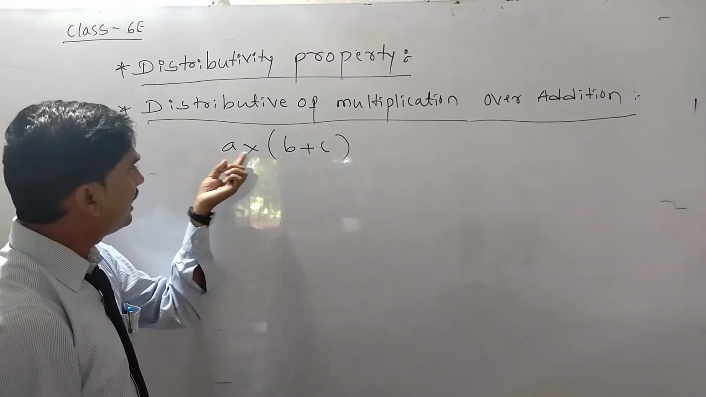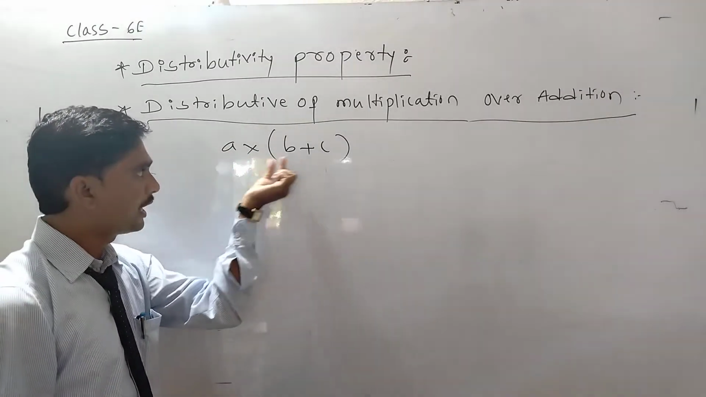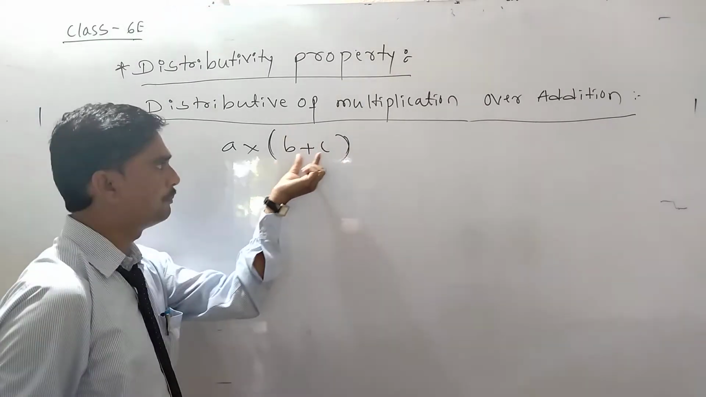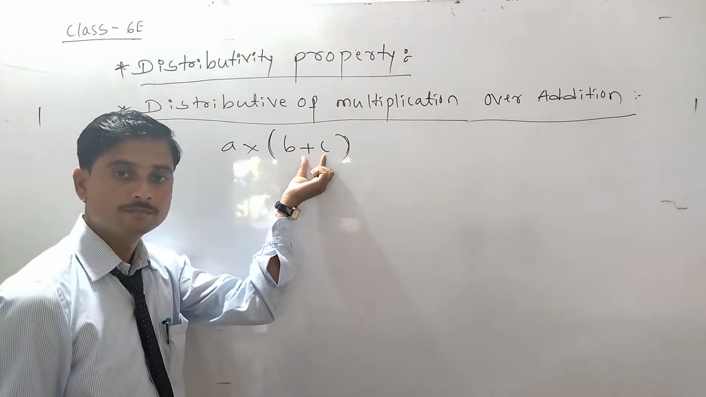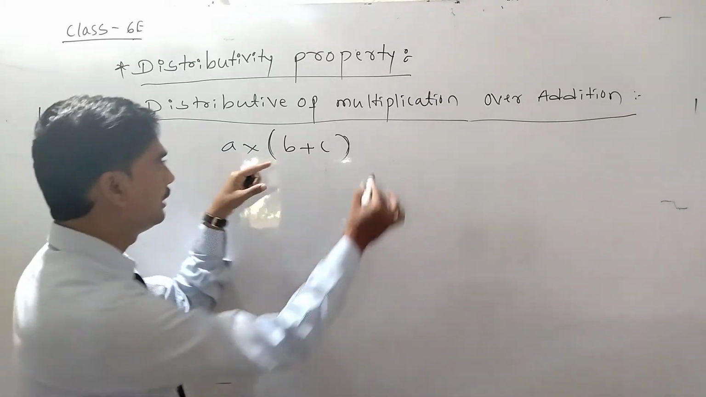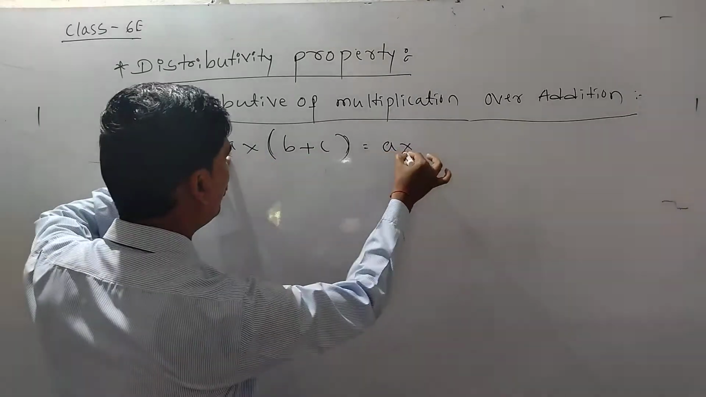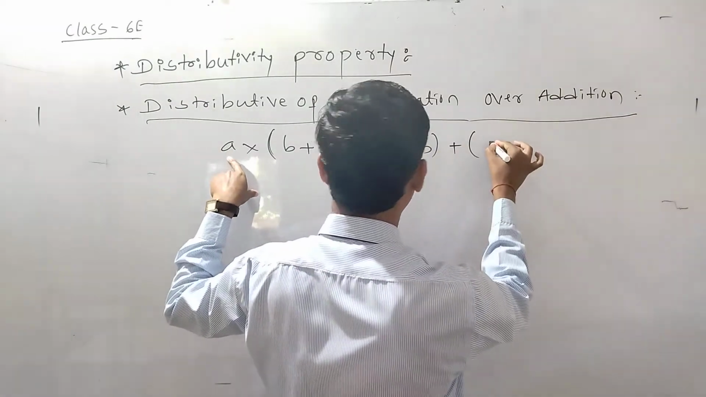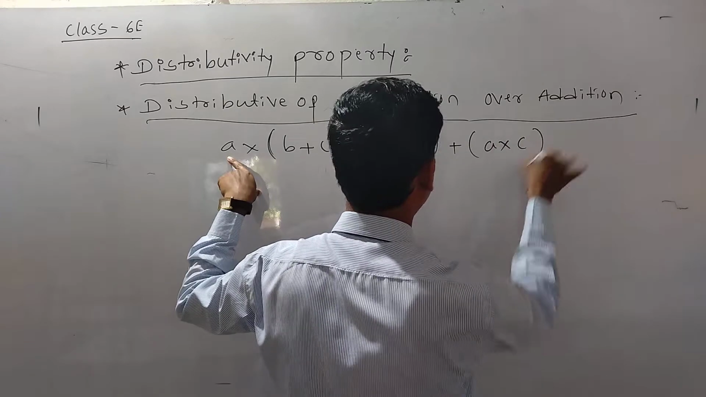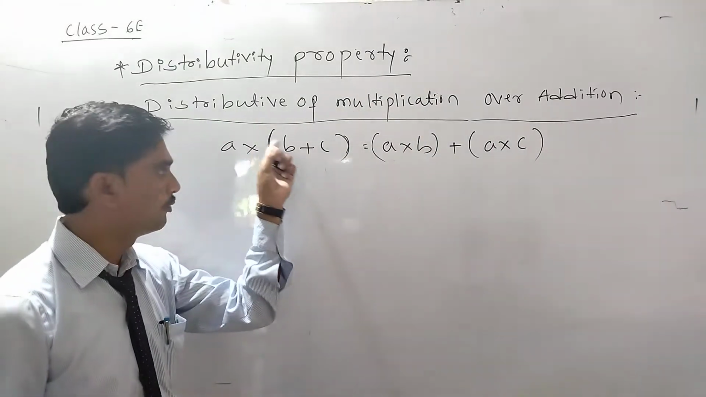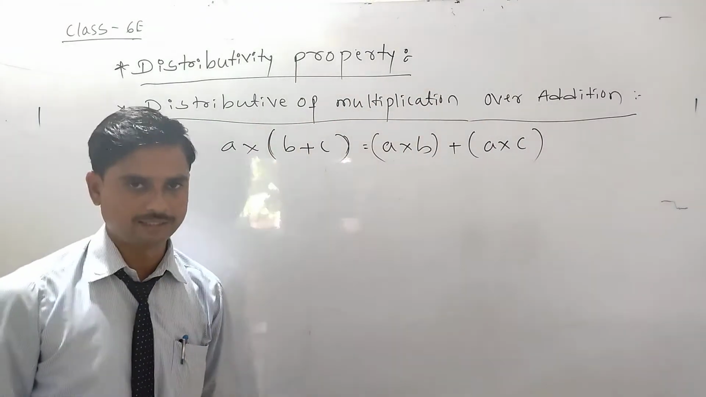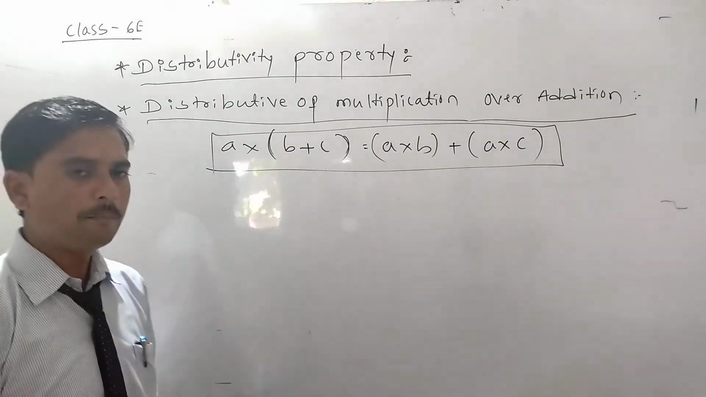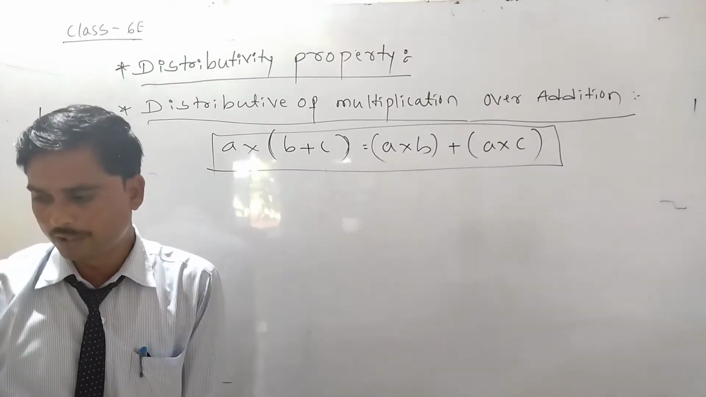A into bracket B plus C bracket complete. The bracket inside, B plus C, you should multiply: A into B plus A into C. A you should multiply one time with B, another time with C. This is called the distributive property. Then how will we solve examples?